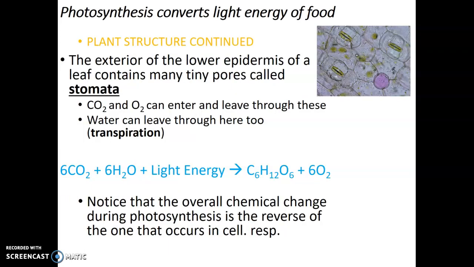You also have, on the exterior lower epidermis of a leaf, or the bottom portion of a leaf, tiny pores called stomata. The stomata is where CO2 and O2 can enter the leaf, and transpiration takes place through here too. Then we have the formula for photosynthesis, where 6 CO2 plus 6 water plus light energy is going to yield a sugar molecule and 6 oxygen molecules. And if we actually take this and flip it, we will have the formula for cellular respiration. These two are very interconnected with each other.